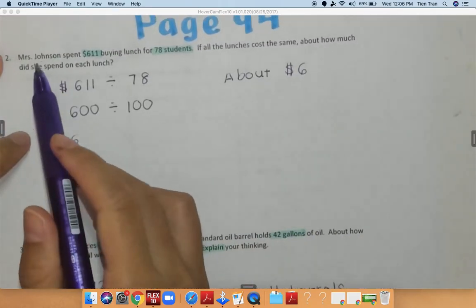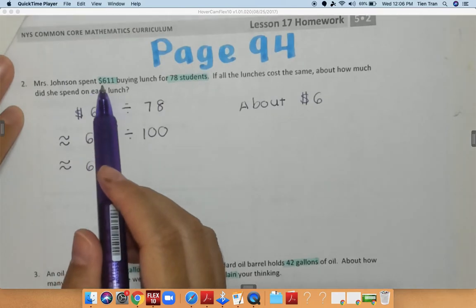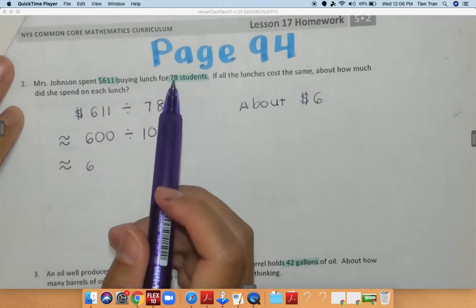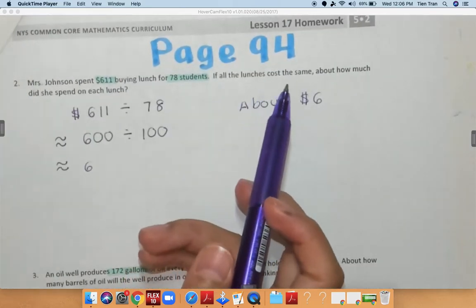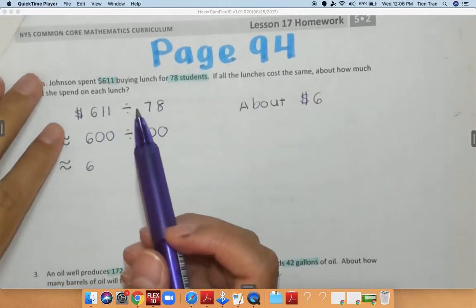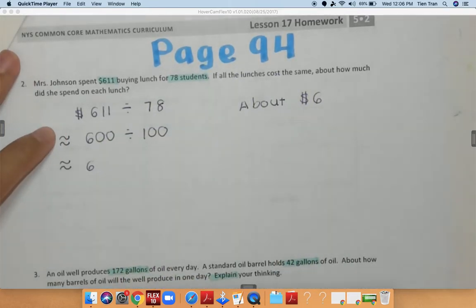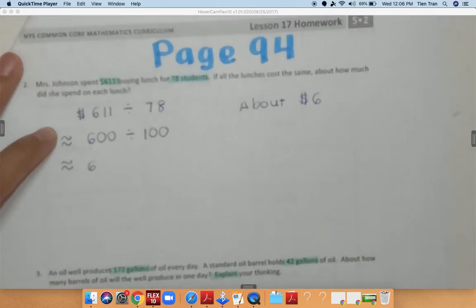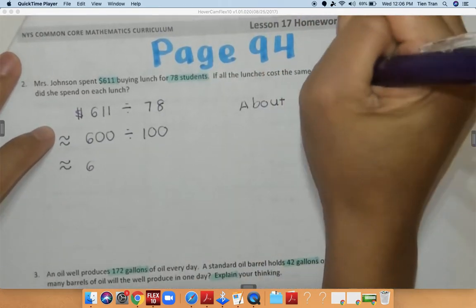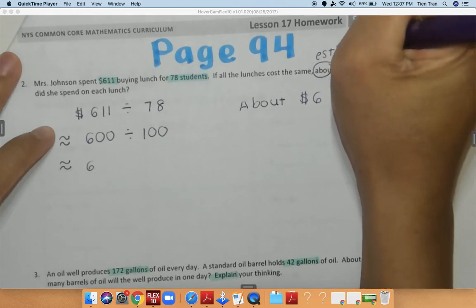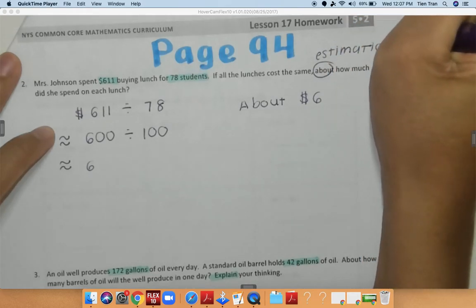For page 94, it says right here, Mrs. Johnson spent $611 buying lunch for 78 students. If all the lunches cost the same, how much did she spend on each student? So we are estimating, but we can also find the exact amount. But it says about. About tells me that it is an estimation and we are rounding, okay?